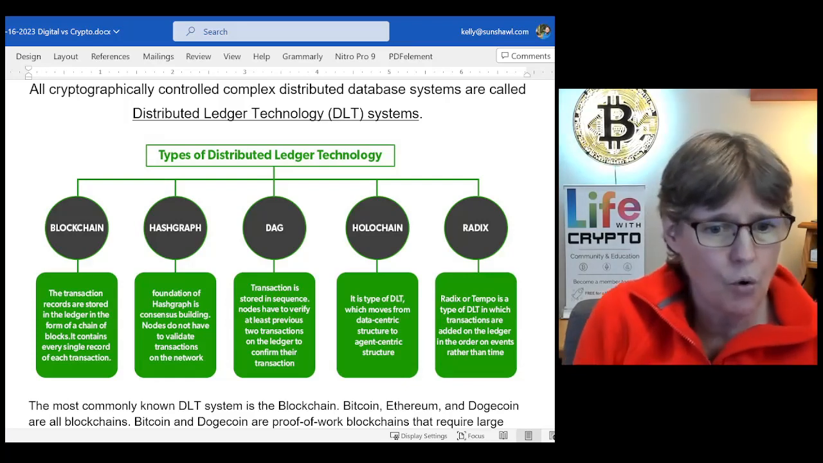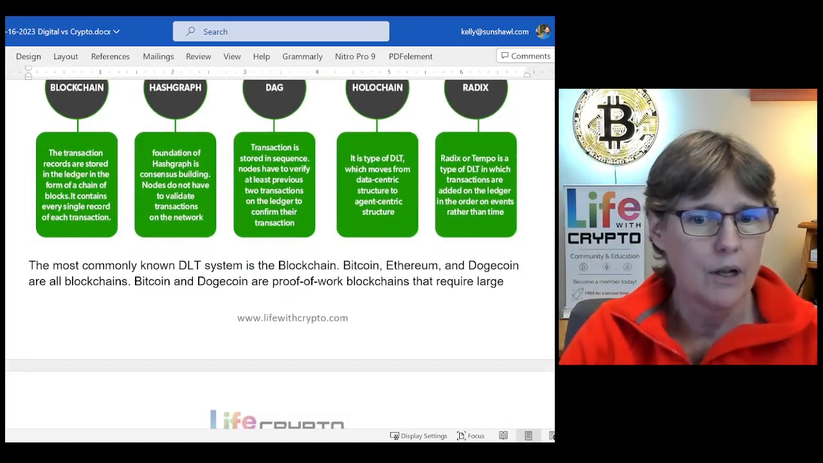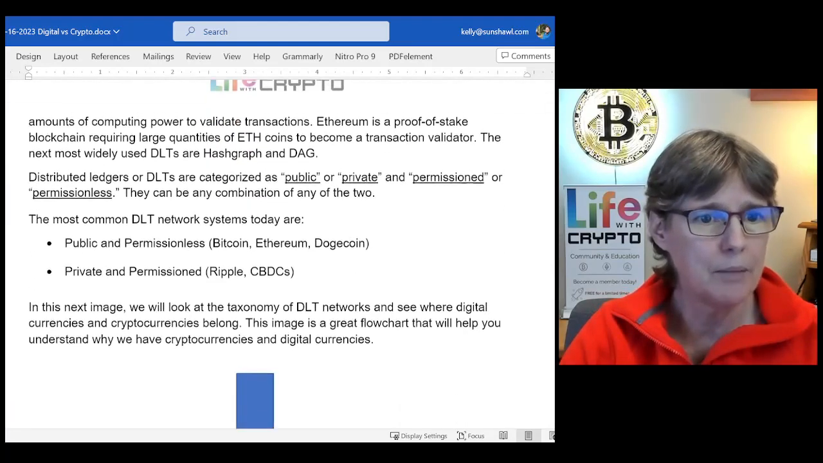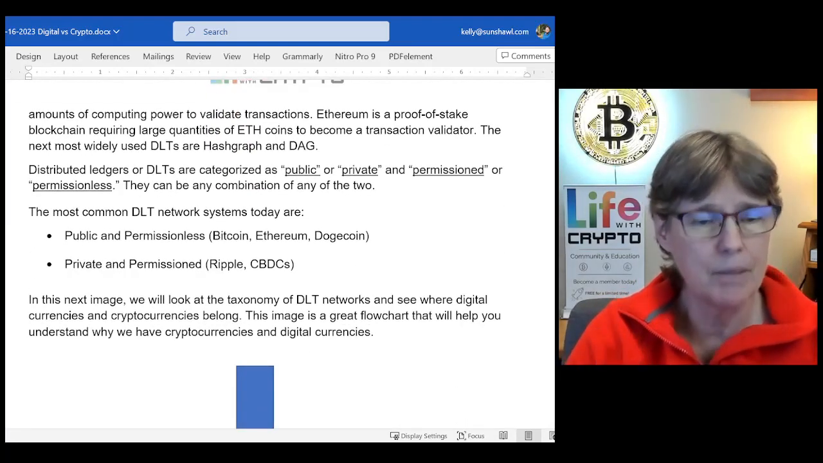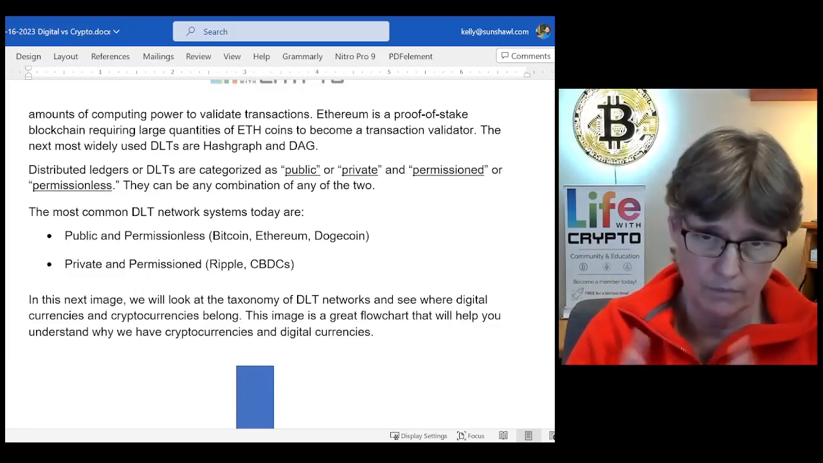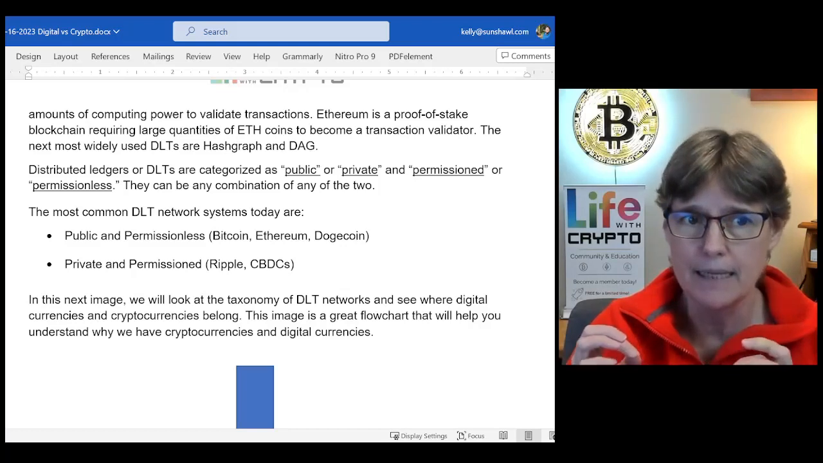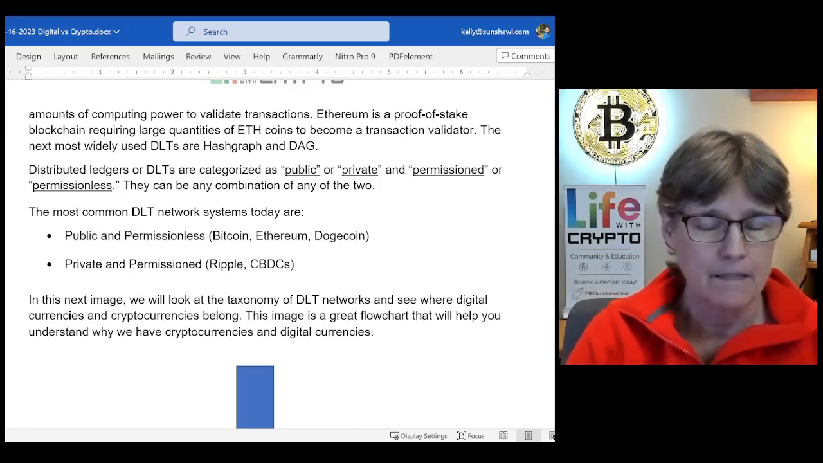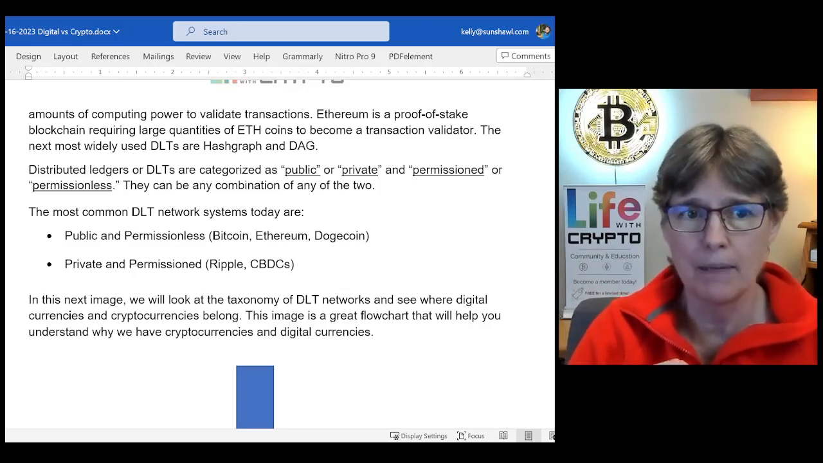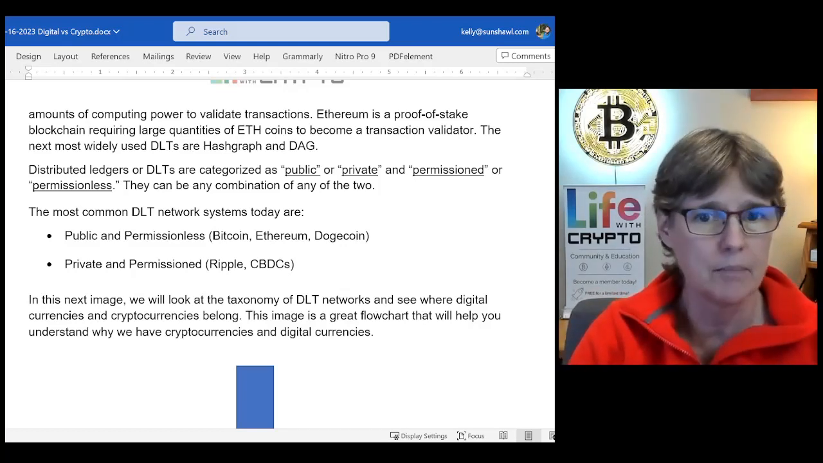Bitcoin and Dogecoin are proof of work blockchains that require large amounts of computing power to validate transactions. Ethereum is a proof of stake blockchain, as of recently, which requires large quantities of ETH coins to become a transaction validator. Now, if you don't understand what all that means, let me know in the comments, and I will expound in some other trainings.